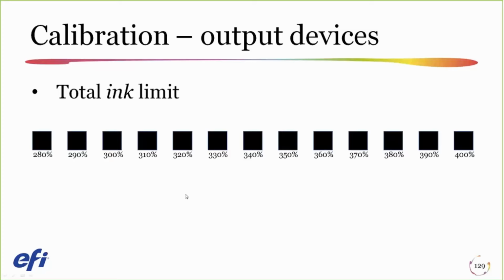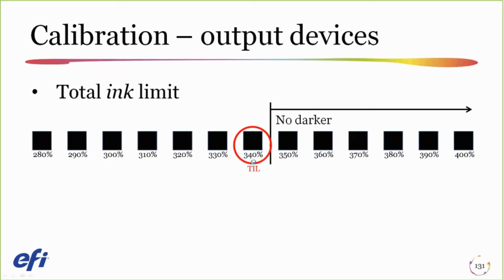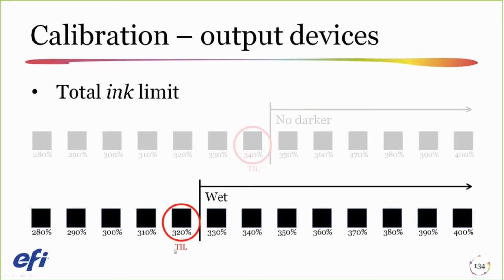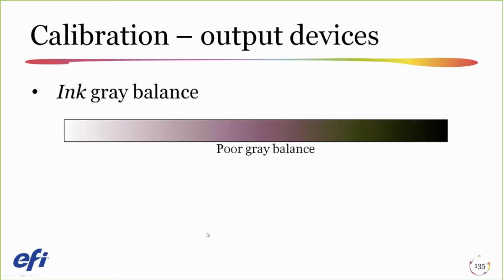Total ink limit, fairly easy. I print out patches, maximum 400%, 100% each of cyan, magenta, yellow, black, all stacked on top of each other. And I notice past 340%, it's no darker. Well, then, 340% is my total ink limit. On my aqueous inkjet printer, I notice that past 320%, the ink comes out wet. It's not dry. Then 320% is my total ink limit. So we'll look at total ink limit based on I'm not gaining anything, I'm just wasting ink, or my media is coming out wet.